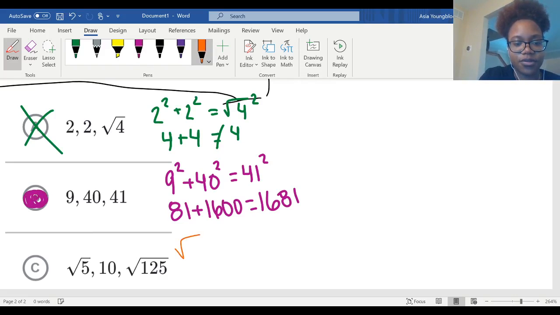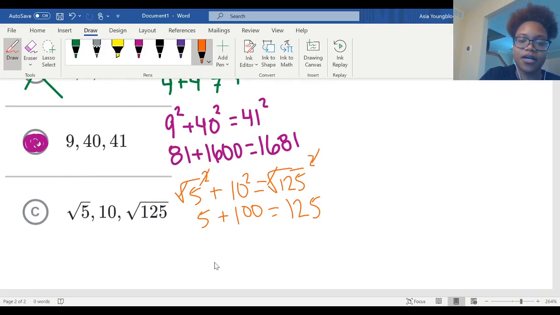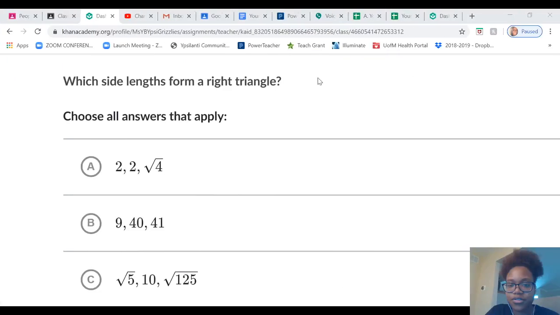The last one, square root of 5 squared plus 10 squared equals the square root of 125 squared. So that would be 5 plus 100 equals 125. Again, these are just canceling. That's why we don't square this number underneath. But this is not true. So the only one we would bubble for this last one would be B. Let's switch back to our browser and bubble that last one.